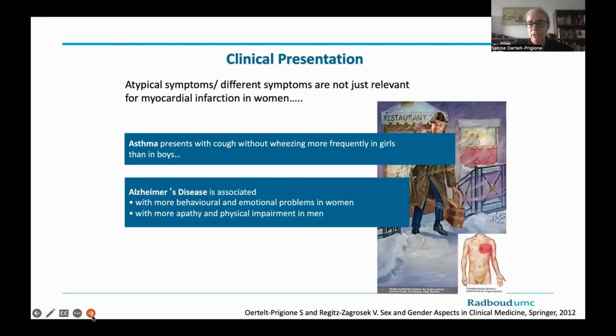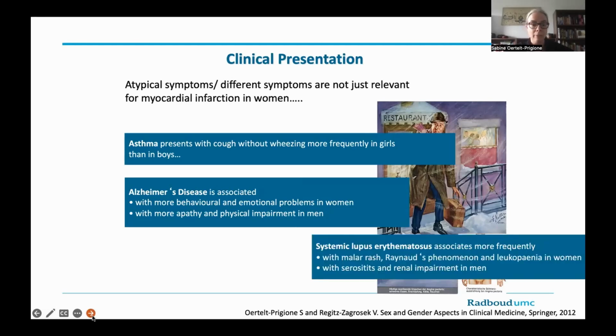When you think about Alzheimer's disease and the typical presentations that patients might display, women might have more emotional and behavioral problems, while men might have more physical impairment or apathy, which might lead to different diagnostic processes until we realize that our patient indeed has Alzheimer's.